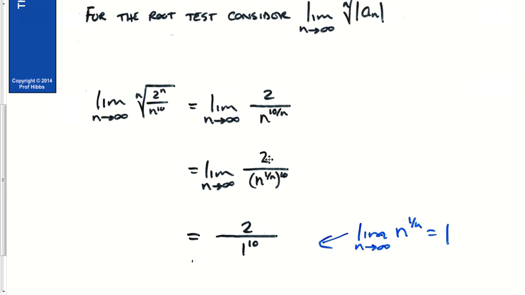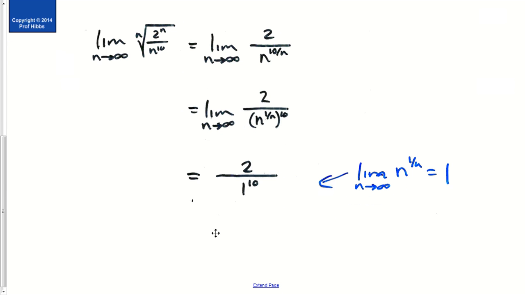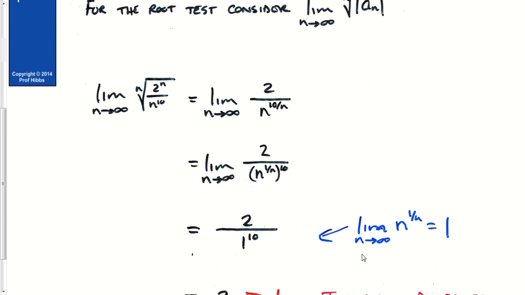And so this whole limit is going to be 2, the limit of a constant, divided by, well, this limit ends up being 1, and we have to the 10th power. So we end up having the limit as 2 over 1 to the 10th, and of course 1 to the 10th is simply 1. So 2 over 1 is 2. And since this limit is bigger than 1, our limit's 2, it's bigger than 1, that tells us the series diverges. That's a different result than we've had.